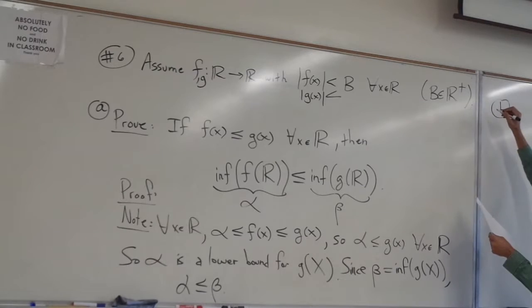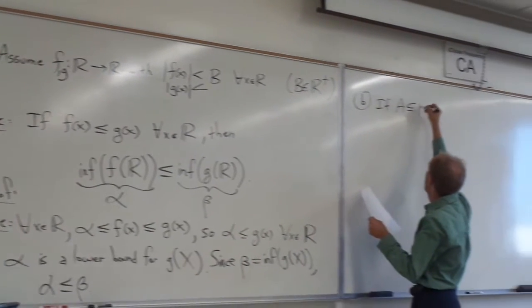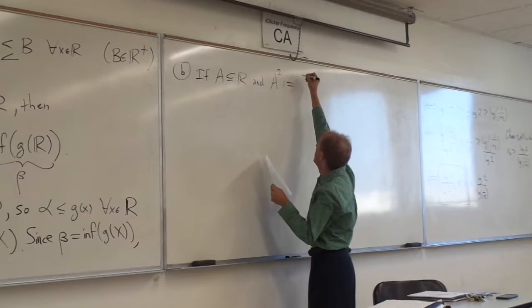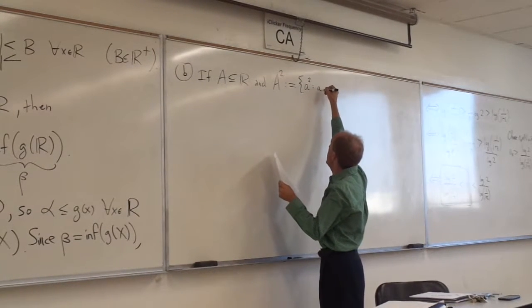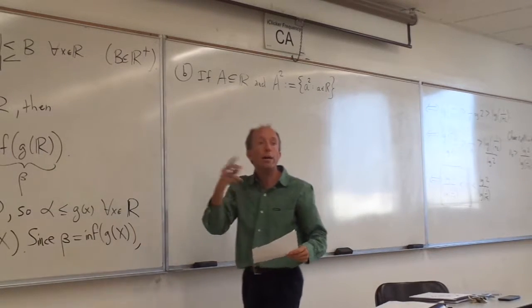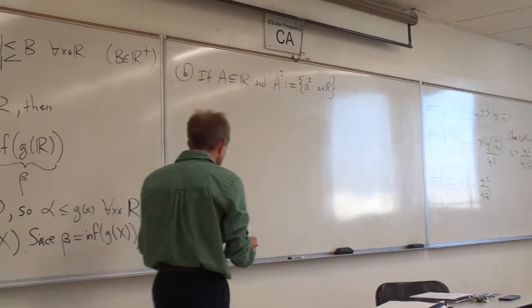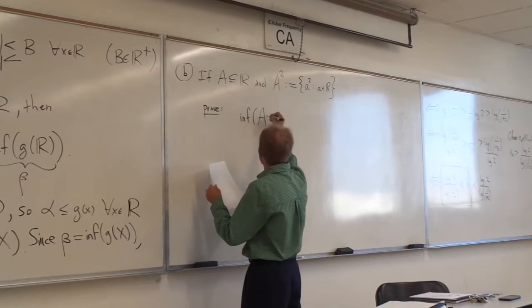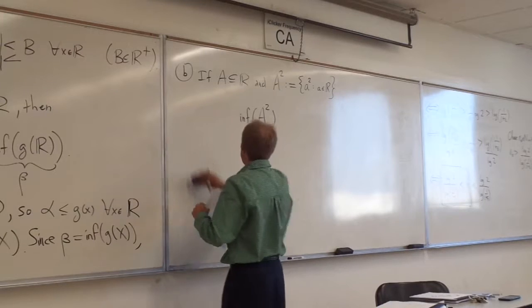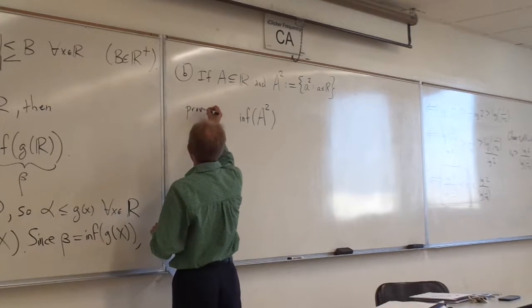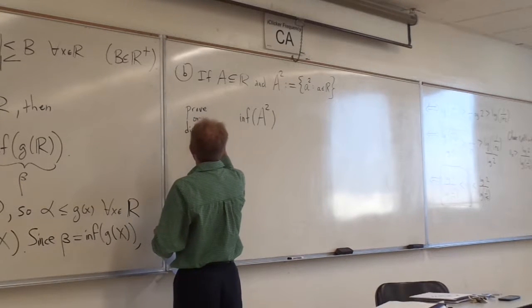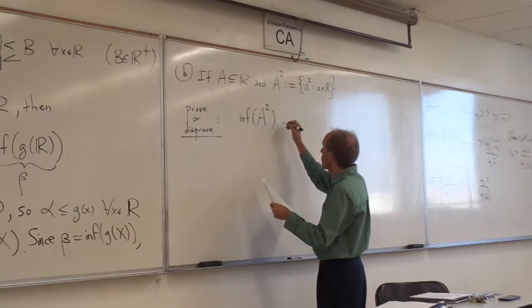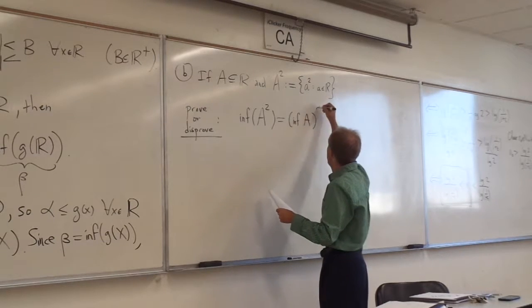So B, if A is a subset of R, and we define A squared to be the set of little a squared such that a is in the real numbers, so we just square every single real number, prove that the infimum of A squared, I'm sorry, don't prove it. Prove or disprove. I don't know, I'm going to let you guys think about whether it's true or not. Prove or disprove. Again, I won't do this to you on the actual test, but it's either true or false. Is it true that the infimum of A squared is just the infimum of A, squared?